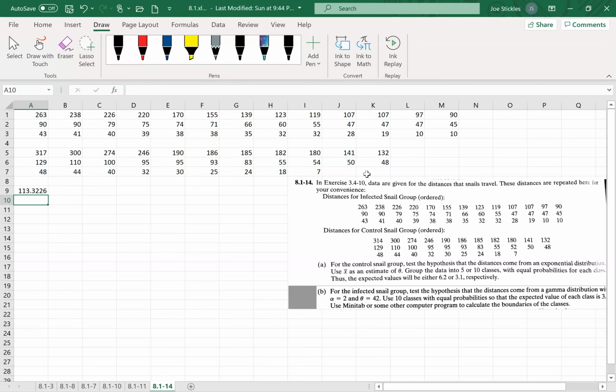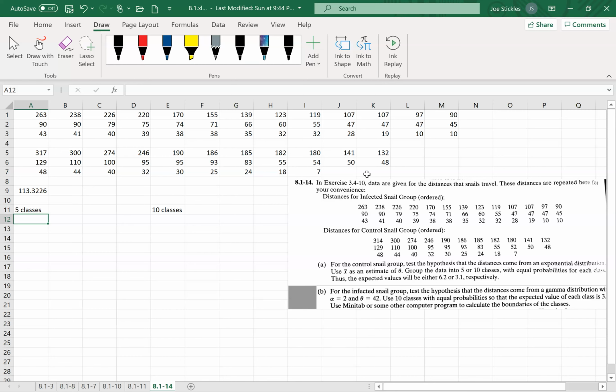And we get 113.3226. So we want to group the data into 5 classes or 10 classes with equal probabilities. We'll just do both because we can. So I'll put 5 classes over here, and I'll put 10 classes over here with equal probabilities. All right, so the first thing we need to do is compute the class boundaries to represent the 5 different classes in the first case and the 10 different classes in the second case.